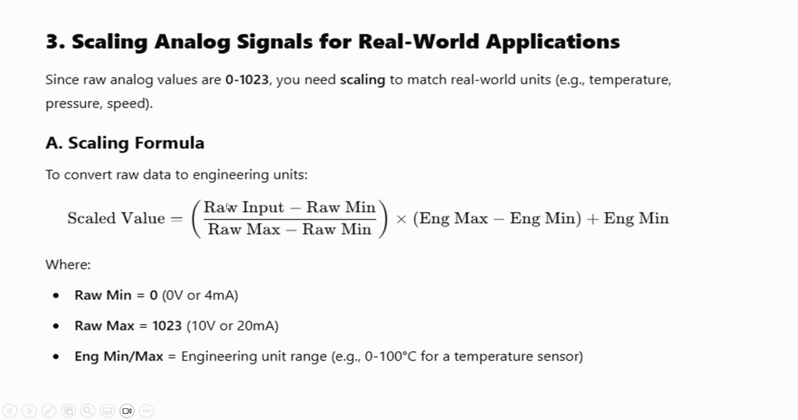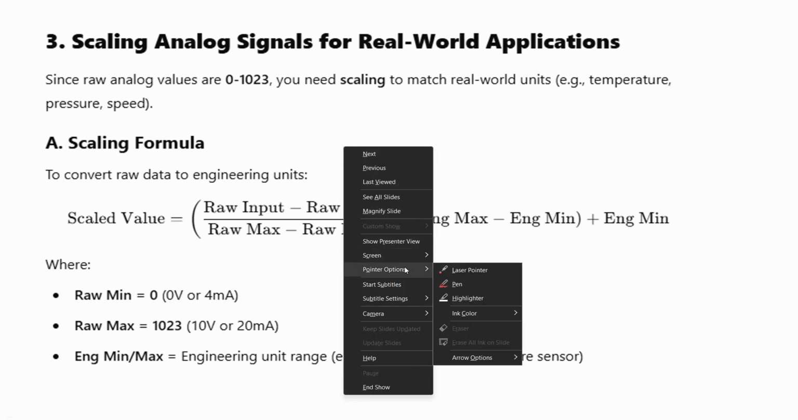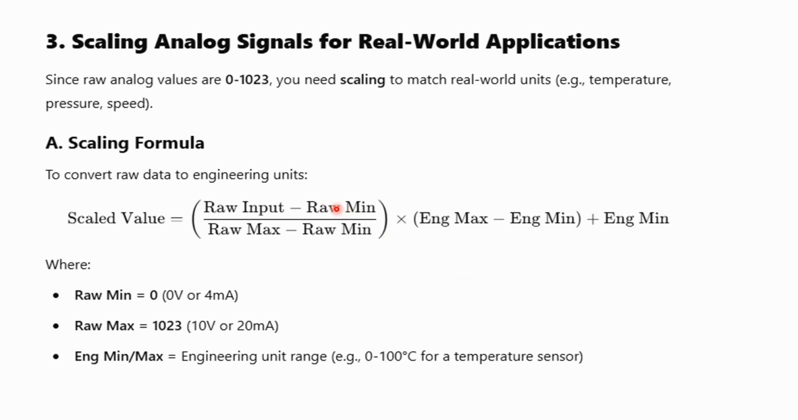So the raw input would be whatever that value is you're reading at your input. Say if we're looking at an analog input, it's going to be somewhere in the range of 0 to 1023. So whatever that value is, you want to subtract the raw minimum. Now, in our case, the raw minimum would be 0 because the range is 0 to 1023. So the raw minimum is 0. The raw input's whatever the input reads. Then the raw max minus the raw min. Well, the raw max is 1023. The raw min is 0.